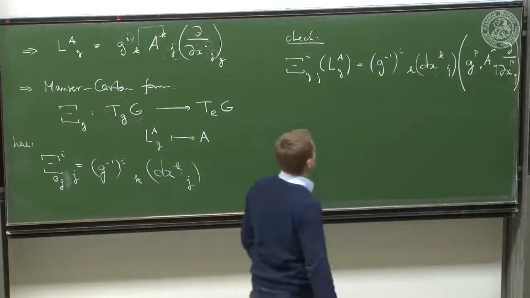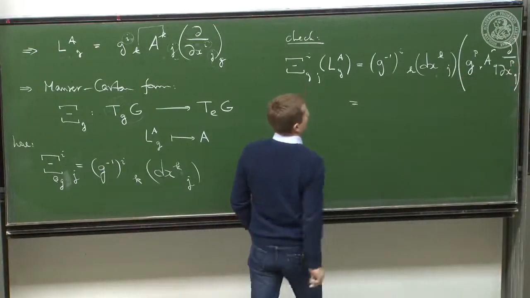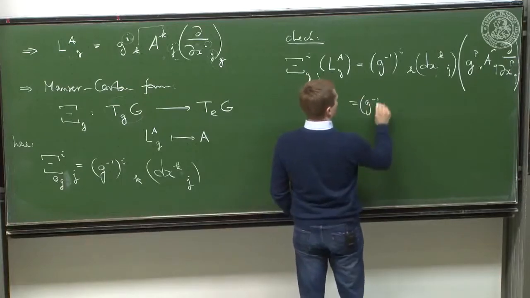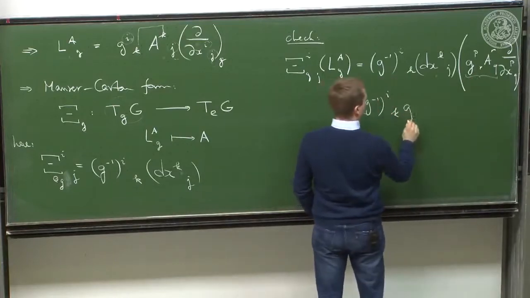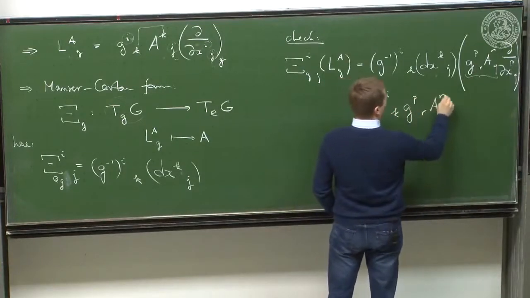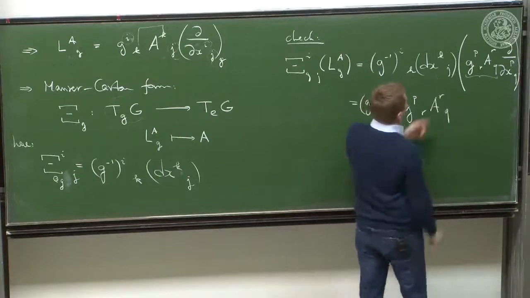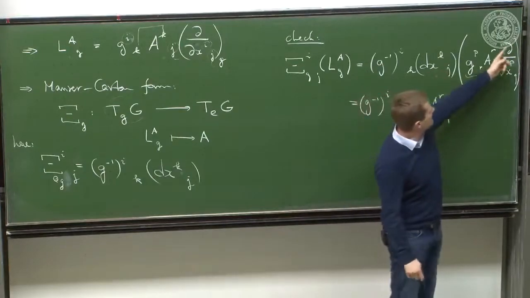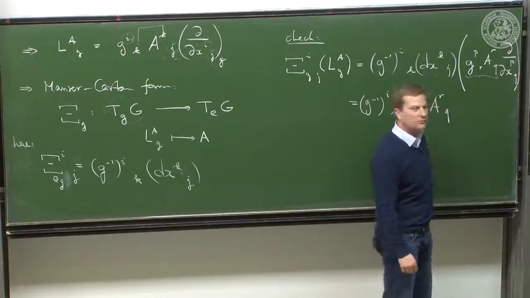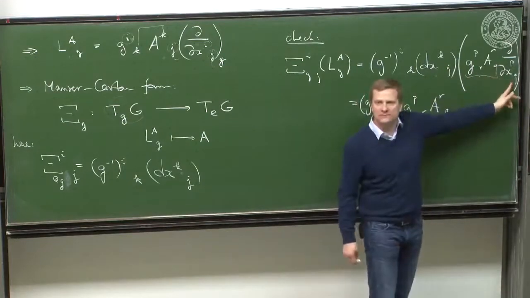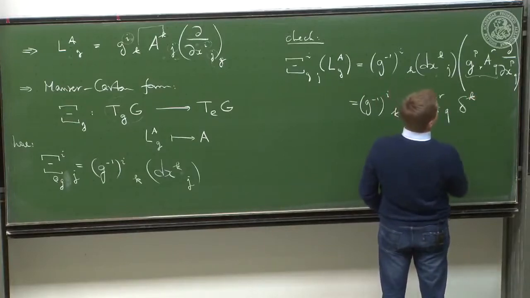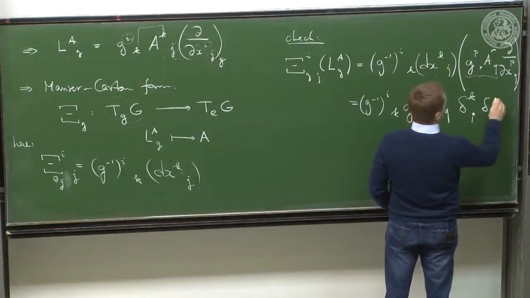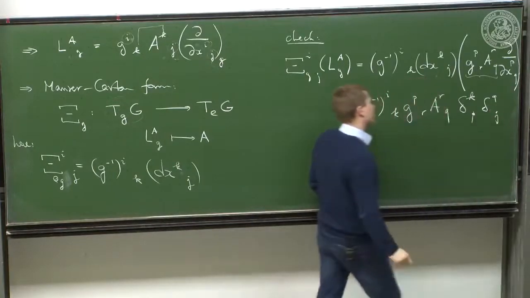I feed this into there. Now this yields G inverse IK. These guys are constants. They pull out GPR ARQ. And then I have the dxkj acting on the d by dxpq. Well, but they're of course dual by construction. So that yields a delta kP and a delta qj.